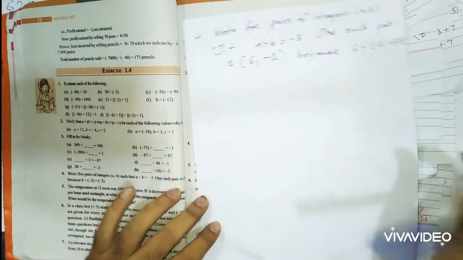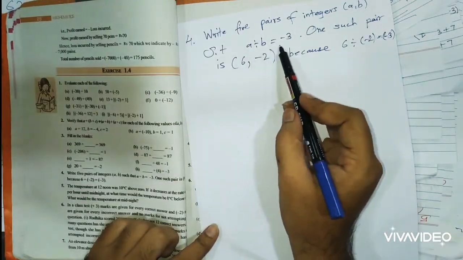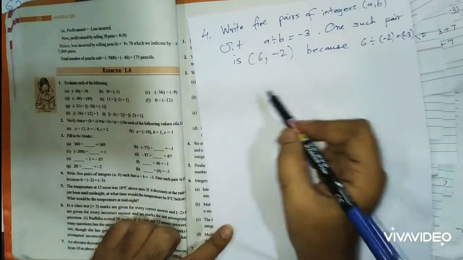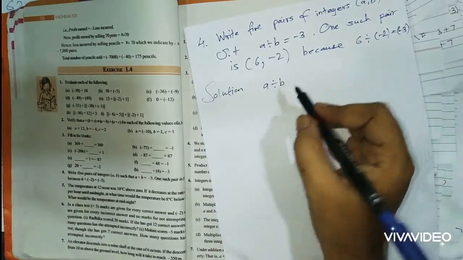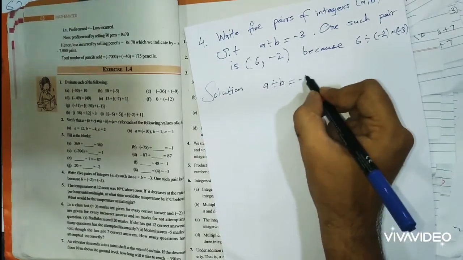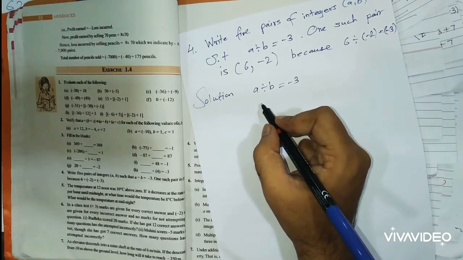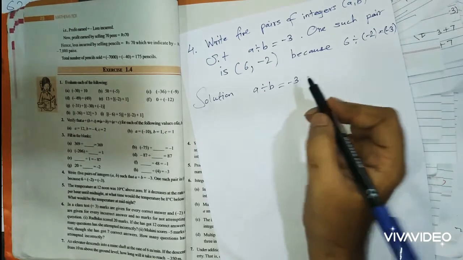So our next example is the fourth one. Write 5 pairs of integers a, b such that a divided by b is equal to minus 3. One such pair is 6 and minus 2. So here we have to write 5 pairs such that a divided by b is equal to minus 3. So what we can do is, we can have those pairs. The first pair was 6 divided by minus 2, that is minus 3.